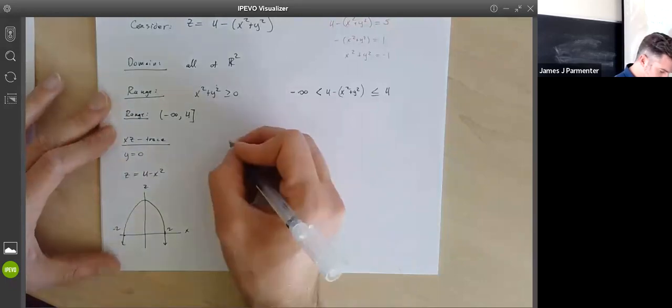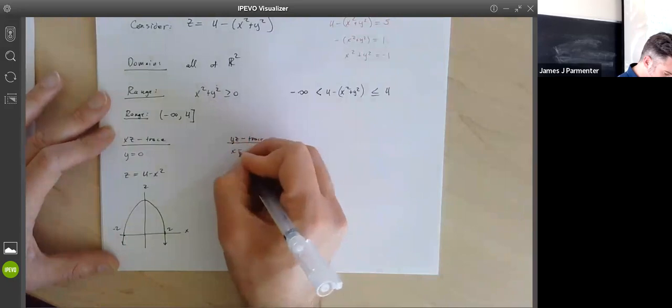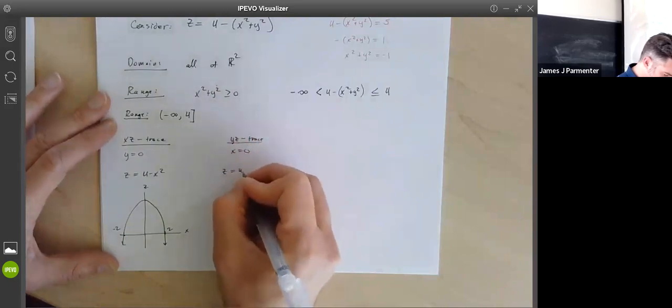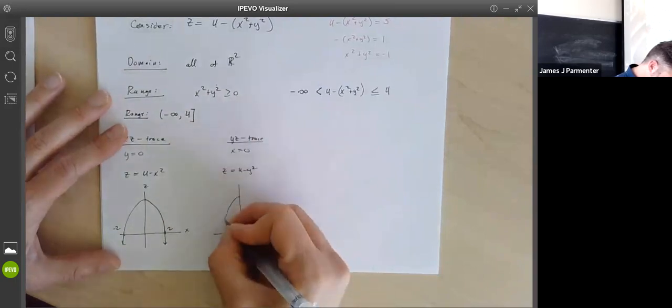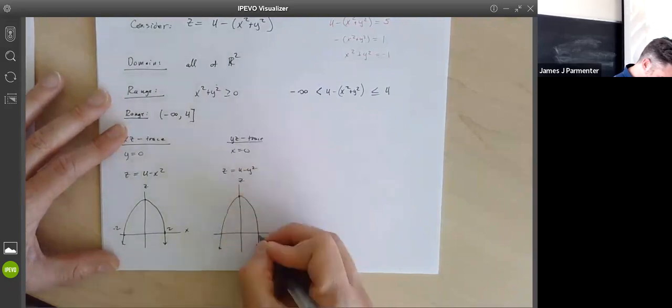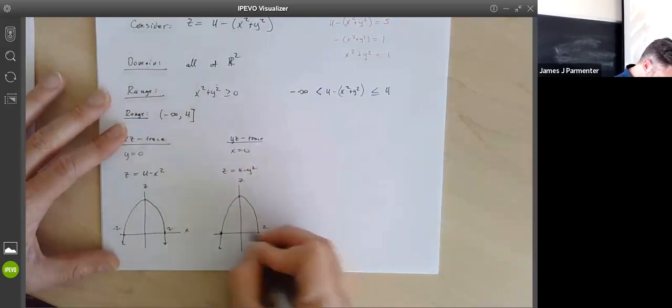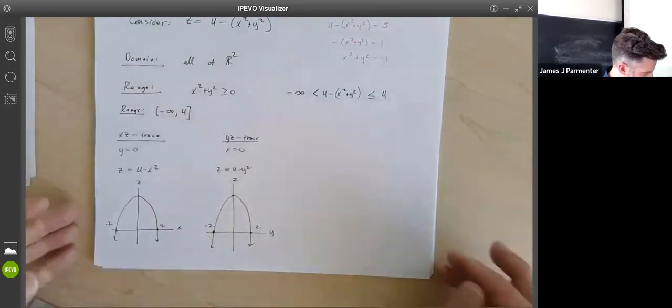And then for the YZ trace, same deal. X equals 0. You're going to get z equal to 4 minus y squared. It's going to look literally the same. I feel kind of silly drawing it. Sketch and label at least 3 level curves.